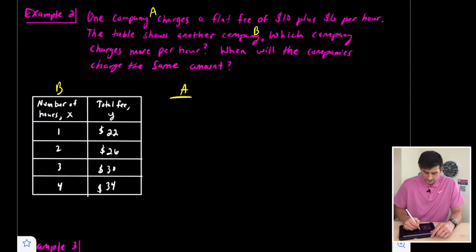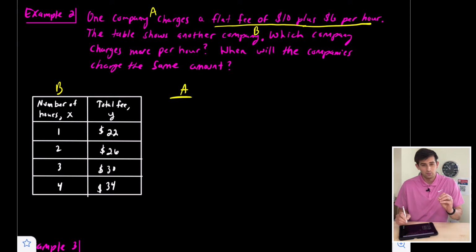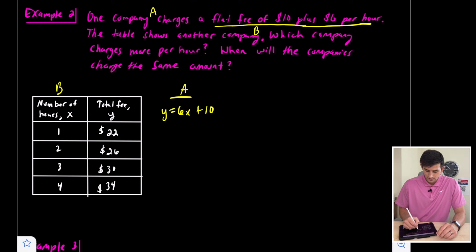So for company A, we can write our equation because we have a flat fee of $10, and then we have $6 per hour. So that per hour there is going to be our slope. So we have y equals 6x and then plus 10. So that flat fee just means you're paying it one time. So it doesn't matter how many hours you get from this company. It's still just a $10 fee. So that's the initial value or the y-intercept.